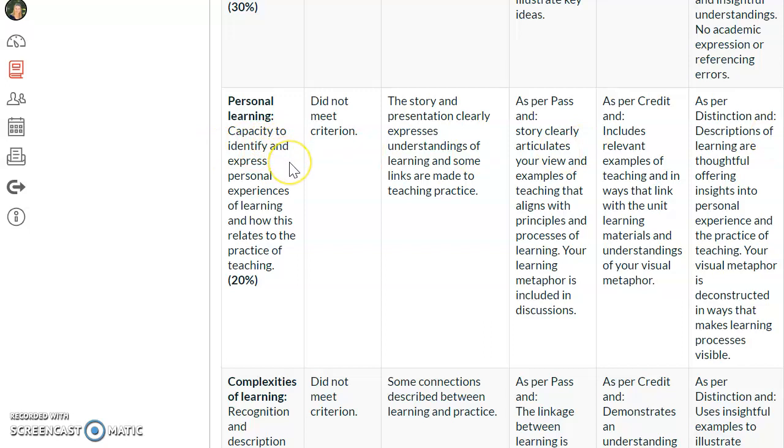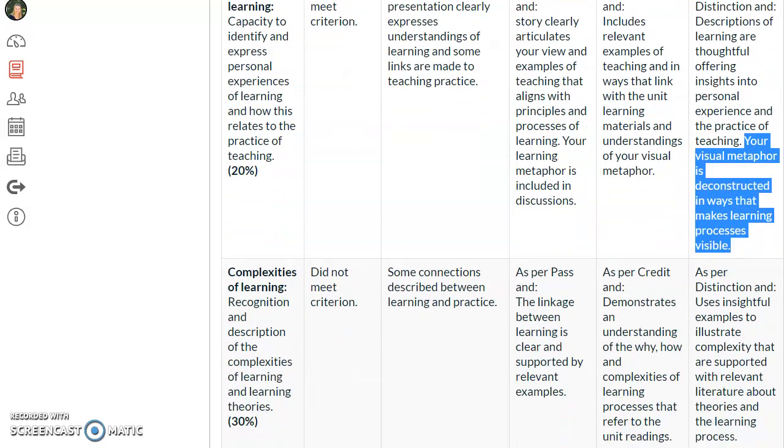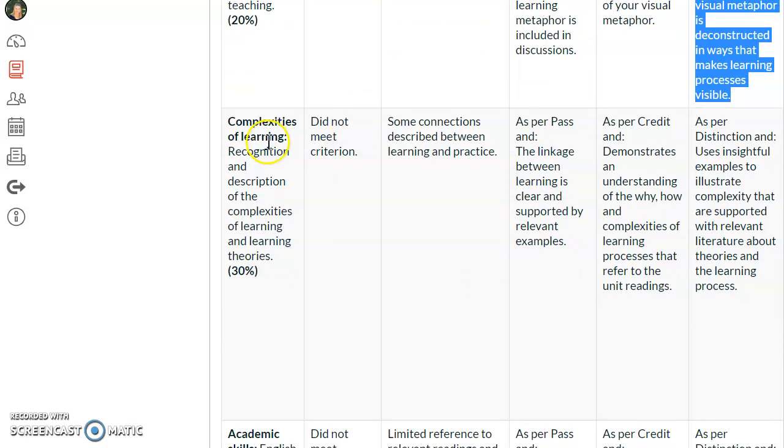Criteria 2, capacity to identify and express personal experiences of learning and how this relates to the practice of teaching. So again, for a pass, we're looking for the story and presentation clearly expresses understandings of learning, and some links are made to teaching practice. You'll notice in the credit descriptor here, we've got our mention of our learning metaphor, and again we've got it here with greater sophistication, linking in our high distinction here. So make sure you've got your learning metaphor to meet the credit criteria there.